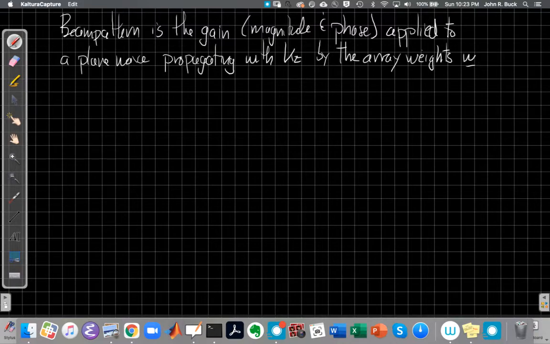Another good place to pause the video and remind yourself, what is the DSP time domain analogy of a beam pattern? Think about what thing in the DSP world plays the same role that the beam pattern does here in array signal processing.